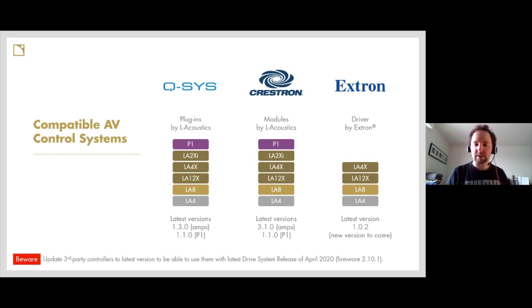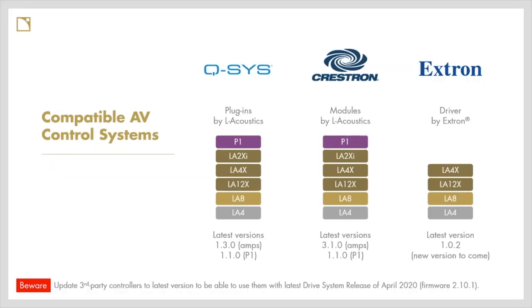Just a quick reminder, a few days ago we released a new drive system package with LA Network Manager and a new firmware 2.10.1. I just want to insist on this: for existing installations using QSIS, Crestron or Xtrol and controlling the L-Acoustics drive system, if you want to update to this release, 2.10.1, please be aware that it's introducing a compatibility break, so you will need to update your third-party controllers first with the latest versions that I'm mentioning here above.